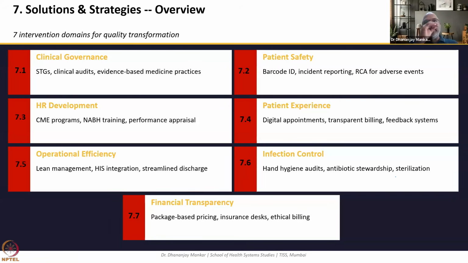You have to improve in terms of how you pay your employees, then only you can see the quality. Patient experience, digital appointments, you can streamline. Transparent billing, where you have to understand the concerns of the patient, and a feedback system to see how you can improve the relationship. Operational efficiency, lean management, where there is maximum reduction in errors. HIS, the healthcare information system, hospital management information system, HMIS, streamlining the discharge.